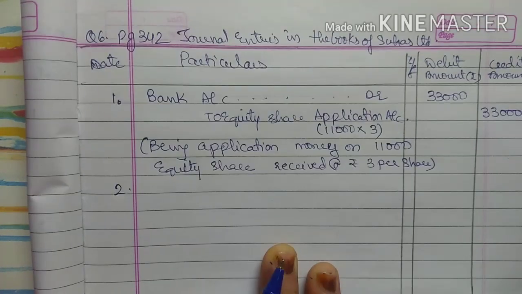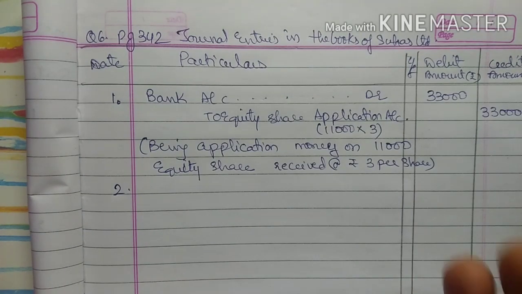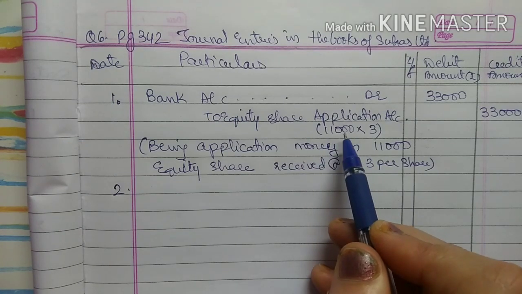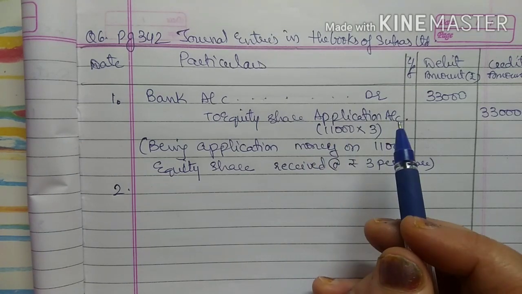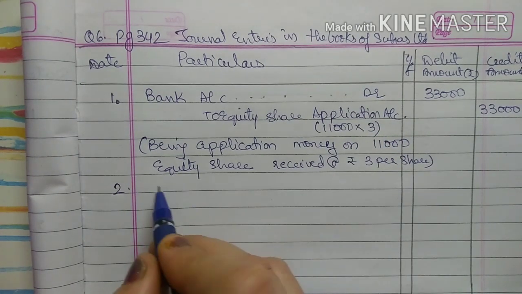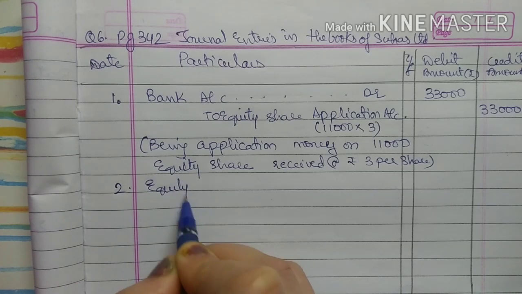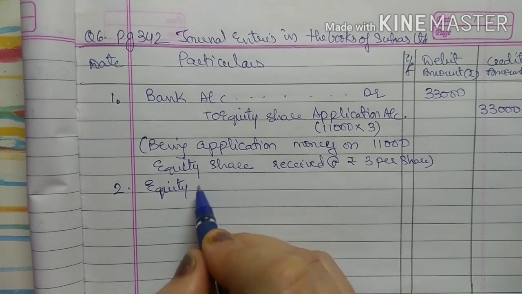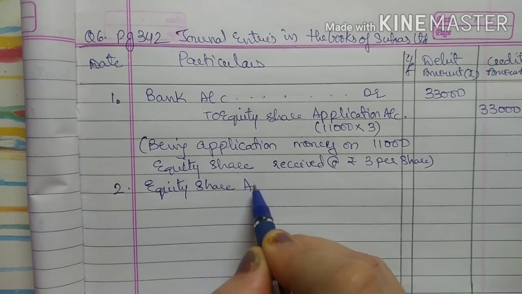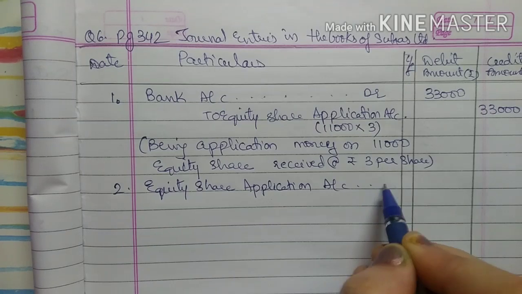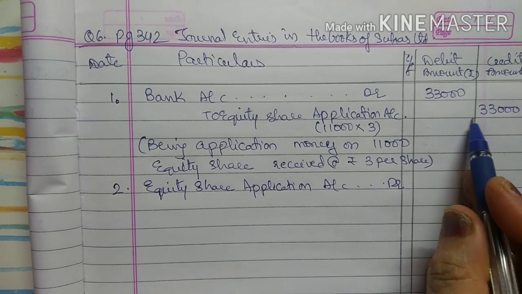Okay. Now the second entry will be, as nothing is refunded, right? Whatever is the extra, that is 1,000 shares, the extra money that came, they have adjusted in the allotment account. So now next entry for transferring the equity share application to the capital account. Equity share application account debit. How much we have received in application?